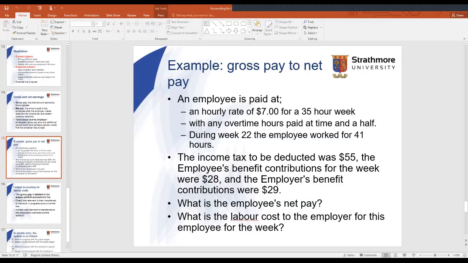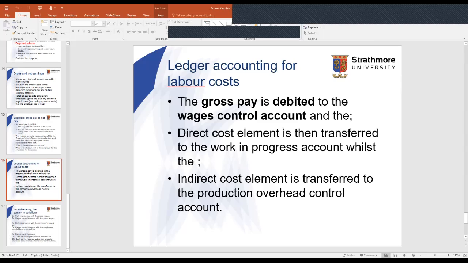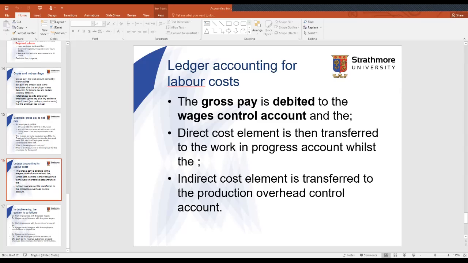Okay, that's accounting for determining the gross pay, net pay, as well as the employer's cost. Now, when it comes to passing on the journal entries, the gross pay, of course, is debited to the wage control account. Don't forget your control account. That is going to have all the costs, be they direct as well as indirect costs. So the gross pay, without making the distinction of whether it is direct or indirect, is going to appear on the wage control account as a debit.